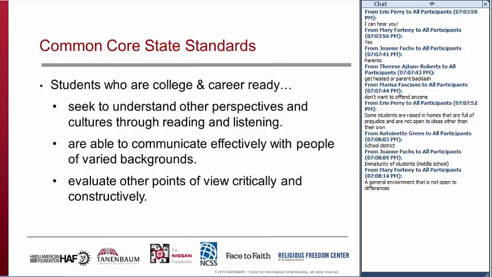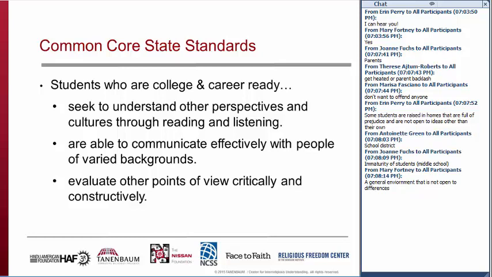That students who are college and career ready seek to understand other perspectives and cultures through reading and listening. And we know that culture and religious belief and expression are very closely tied together for a variety of faith traditions around the world. That students are able to communicate effectively with people of varied backgrounds. And from our perspective at Tannenbaum, that starts with the ways in which young people are introduced to the idea of religion and how that experience is for them in the classroom with their peers. Because often what they experience and model with their peers will indicate future behavior.